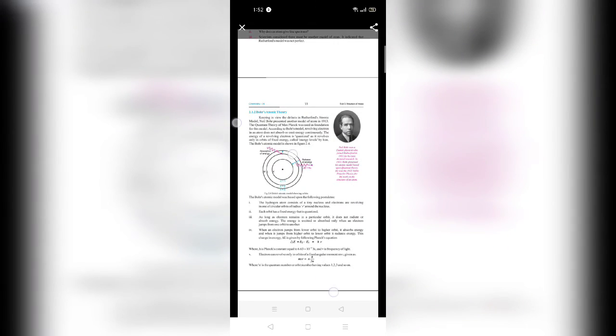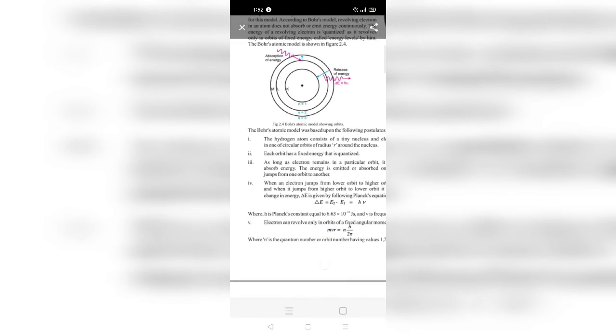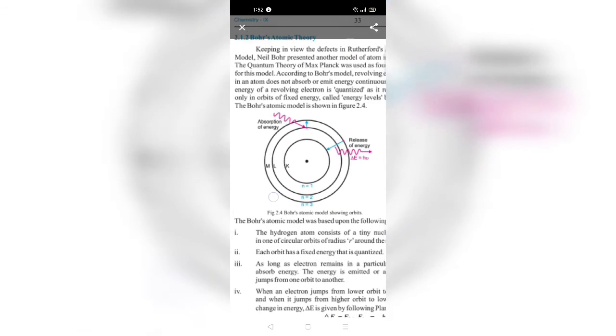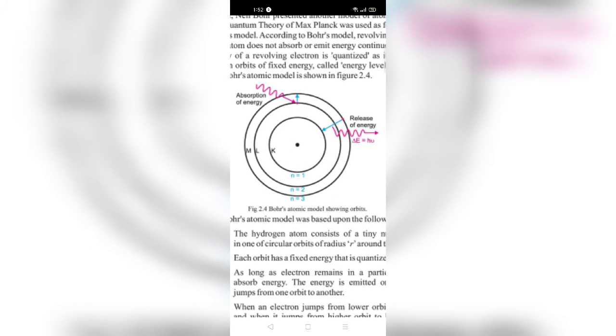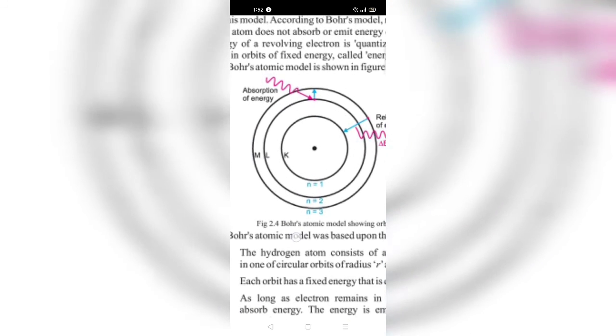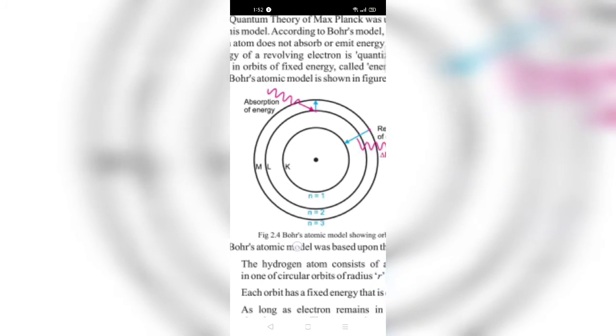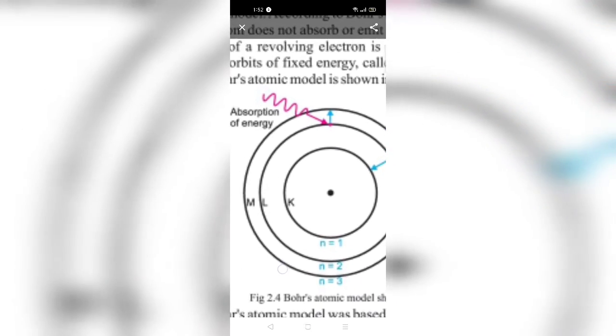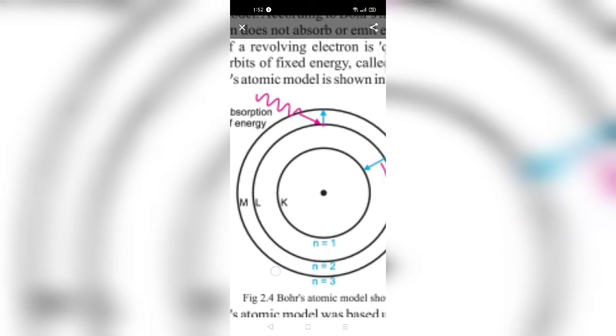Now we will talk about the postulates of the Bohr atomic model. You can see on the screen that there are shell orbits: n1, whose name is K, n2, whose name is L, and n3, whose name is M. The first orbit is the first energy level, the second orbit is the second energy level, and n3 is the third energy level. And Bohr said that electrons remain in these orbits with a fixed and quantized energy all over the one orbit.